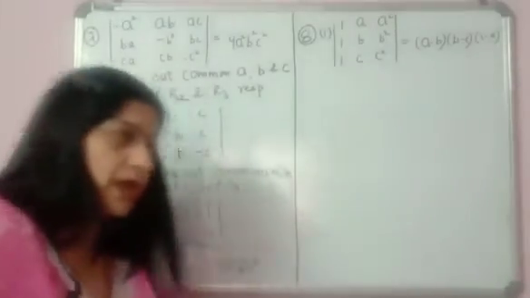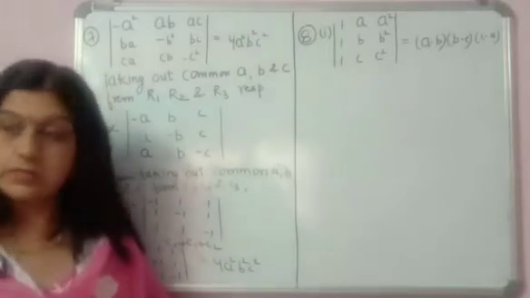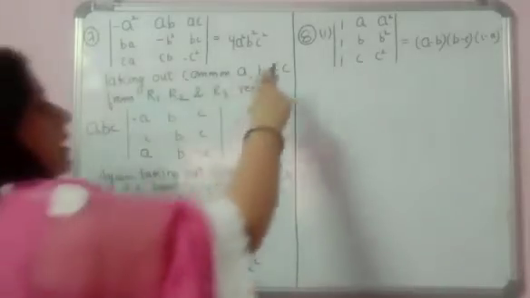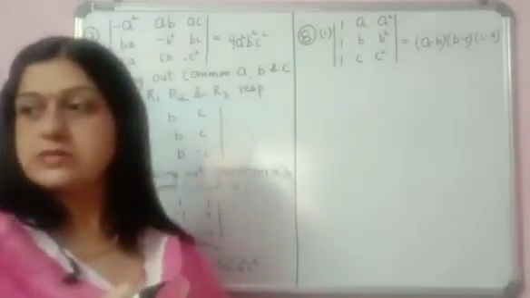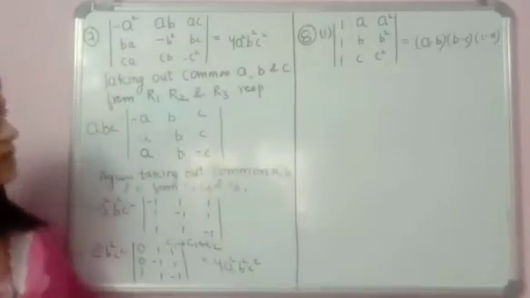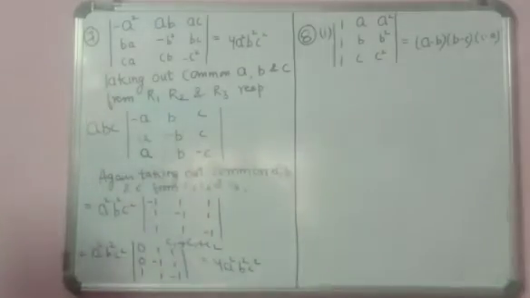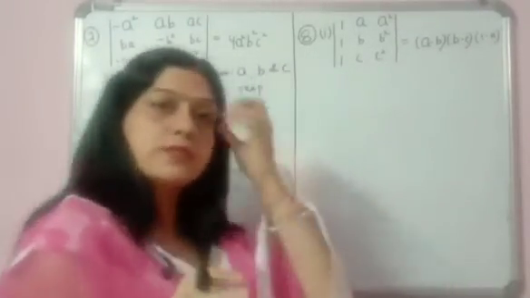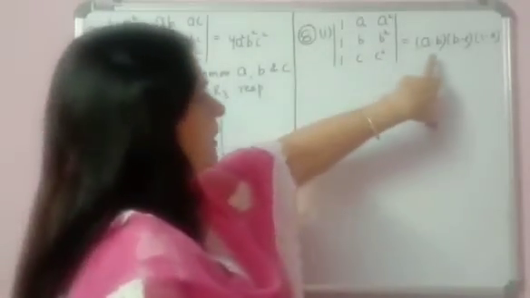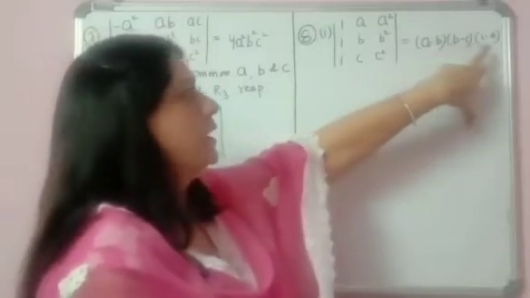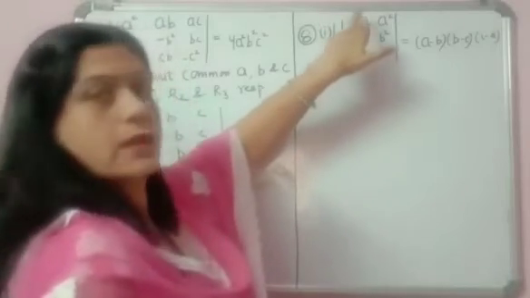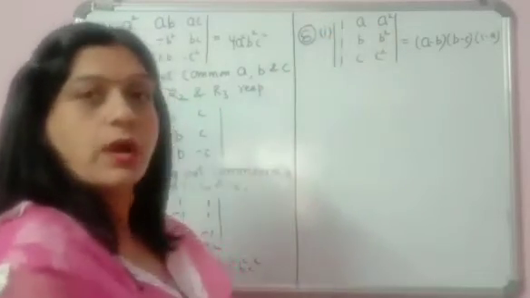Now come to question number 8. So question number 8 is 1, a, a square; 1, b, b square; and 1, c, c square. All of you note down this question. Here in all the questions you will observe one thing: in the RHS, what you want is actually a minus b, b minus c and c minus a. So a minus b you can get from what? By changing R1 to R1 minus R2.